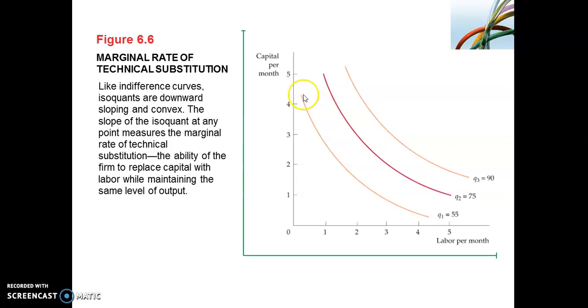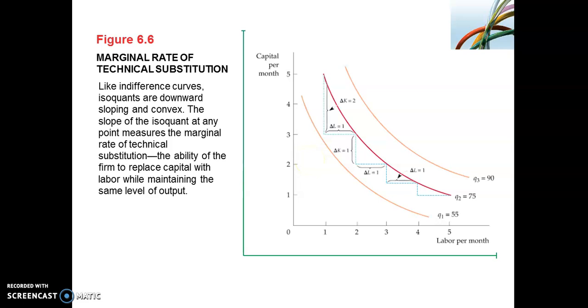And similar to your indifference curves, you can see your isoquant is downward sloping and it is convex in shape or bowed inward. So the slope of your isoquant measures the marginal rate of technical substitution, and that is the ability of the firm to replace capital with labor while keeping the same level of output. So we're going to look at one particular isoquant, and that is Q2.